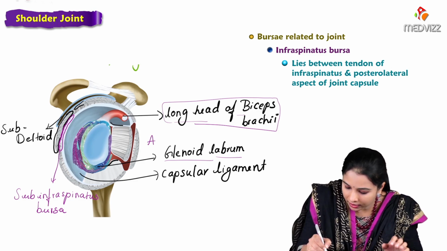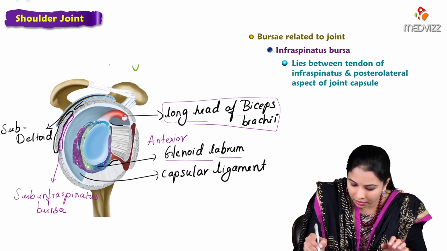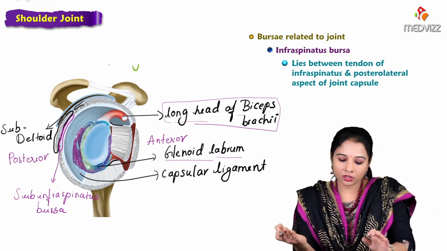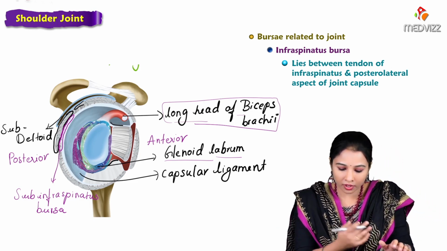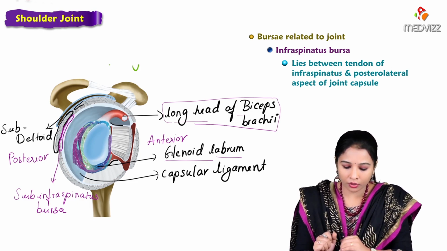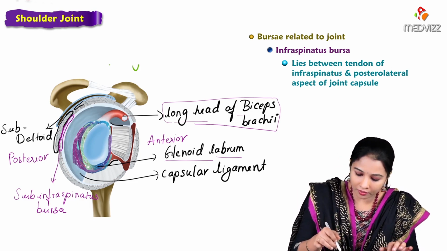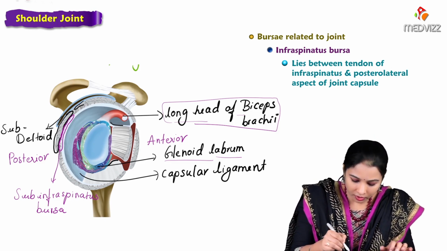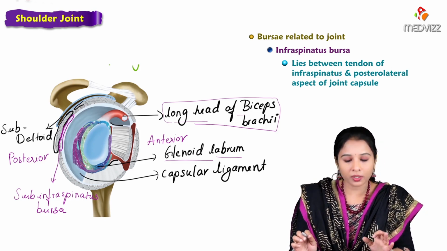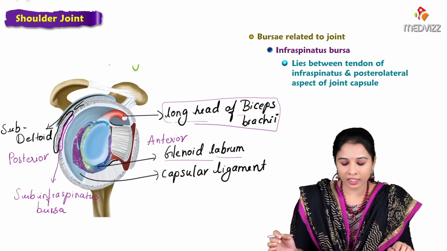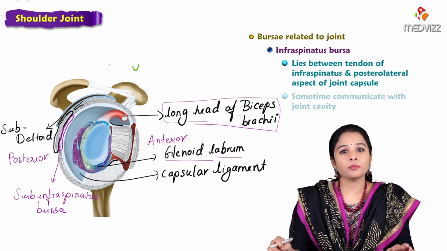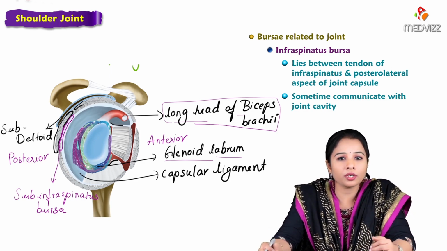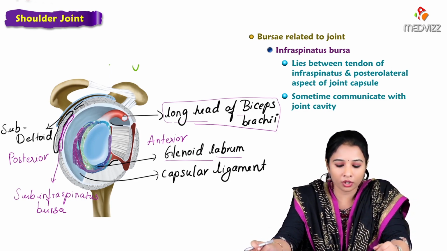So here is the anterior side of the joint. This is the posterior side of the joint. So this is a sagittal section through the joint where they remove the head of the humerus to show the glenoid cavity and structures around the glenoid cavity and the shoulder joint. So here is the sub-infraspinatus bursa which lies on the posterolateral aspect of the joint capsule. It may sometimes communicate with the joint cavity. So these are the important bursae which are related to the shoulder joint.